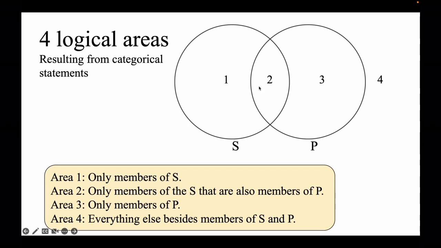What about yellow objects, yellow things? No yellow things in area 2. All the yellow things will be in area 3. Okay? Area 3 has only members of, in this case, the predicate, which is yellow things or yellow objects, so you're going to find only yellow objects. No bananas here. And the last one, outside, area 4. Area 4 contains everything else that is not an S, that is not a P. Not a banana, not a yellow thing.